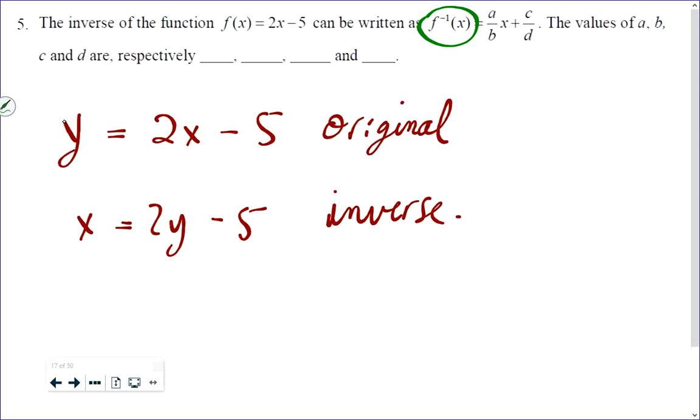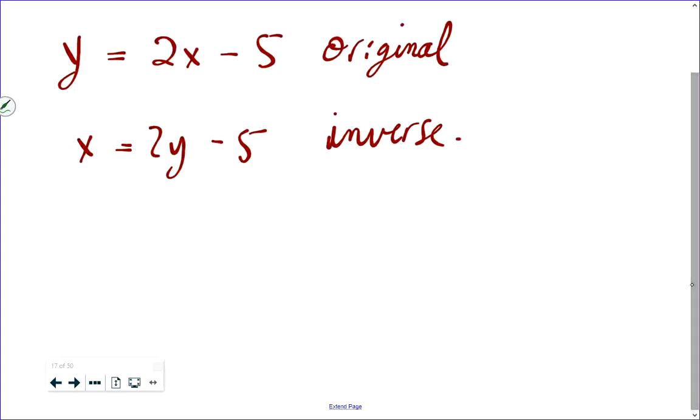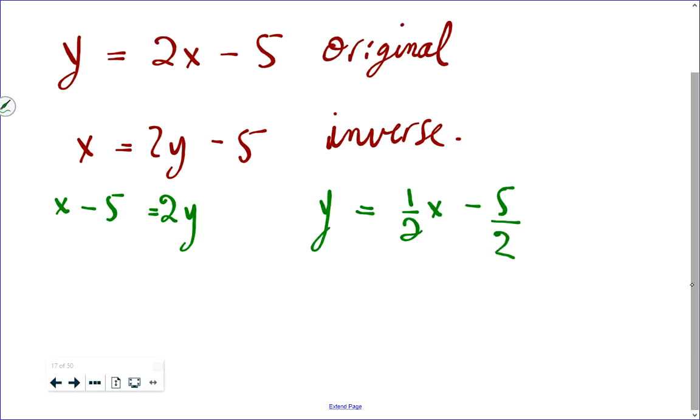The bottom line, by the way, is if I rearrange this for y, I'm going to get 2y equals x minus 5. So I'm going to divide both sides by 2 and get y equals 1/2 x minus 5/2, which is a linear function. And since it's linear, it's a function, a straight line with a slope of 1/2 and a y-intercept of -5/2 will pass the vertical line test.